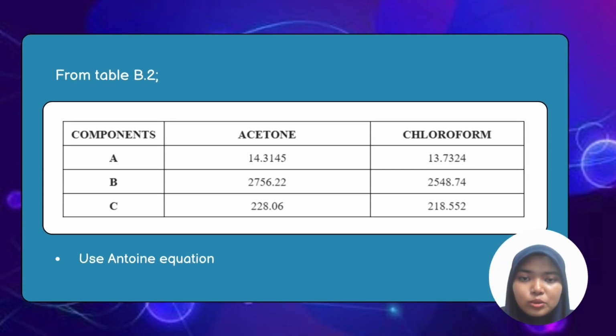From table B2, we must find the saturated pressure by using the Antoine equation, which has constants for each component. A for acetone is 14.3145 and chloroform is 13.7324. B for acetone is 2756.22 and chloroform is 2548.74. And the last one is C: acetone is 228.06 and chloroform is 218.552.